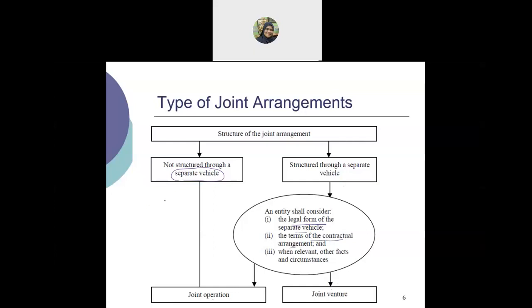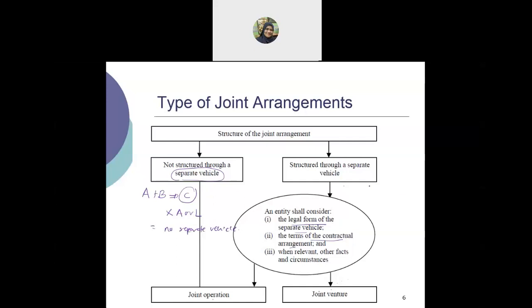So what is not structured through a separate vehicle? Let's say A and B join together and form C, a new company. If C does not have any assets or liabilities, then we consider that there is no separate vehicle.